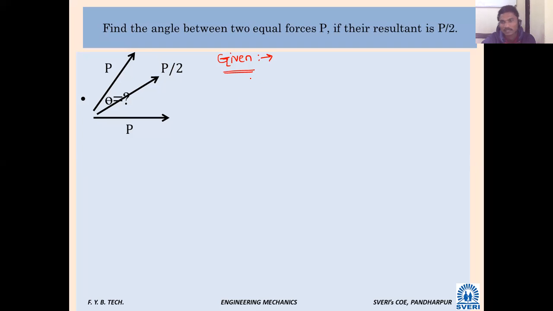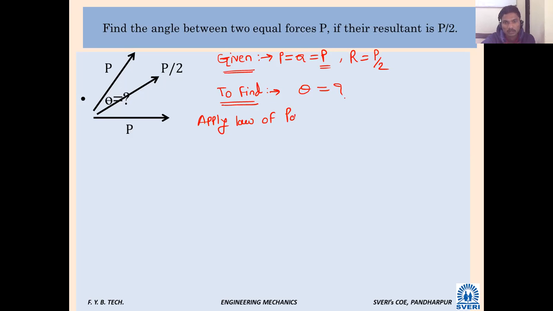Let us see by solving. Okay. Good observation. Nice. P is equal to Q is equal to P. Only one force we will take, and the resultant is P by 2. Okay. To find, what we are supposed to find? Theta. We were supposed to find theta. Apply the law of parallelogram of forces.